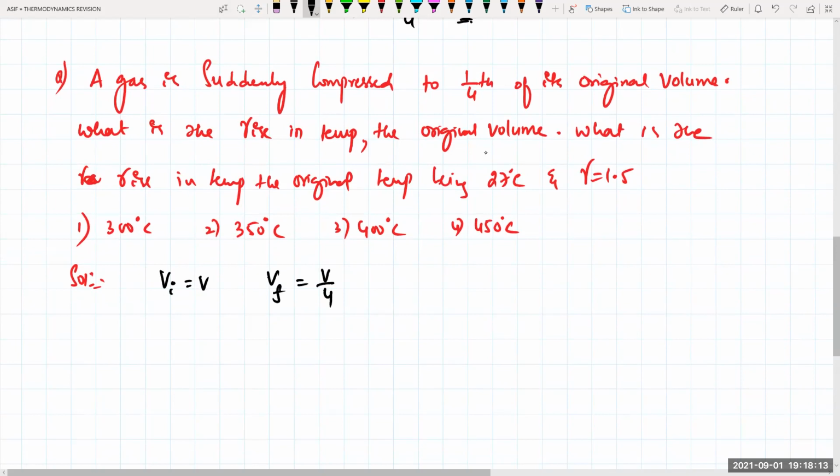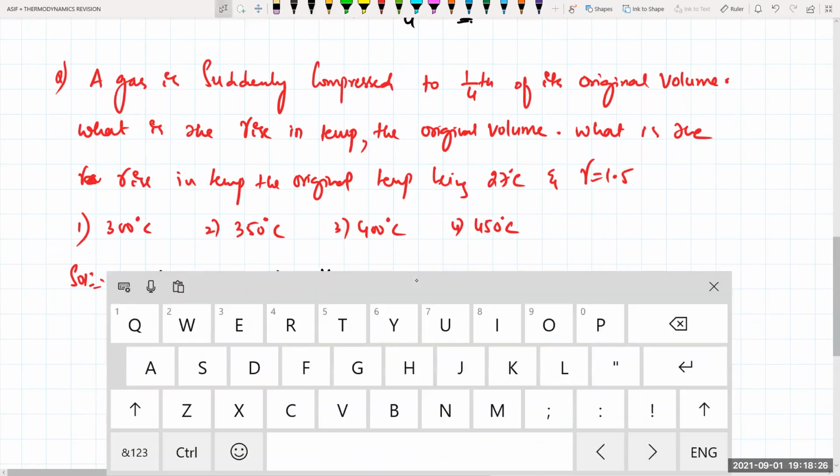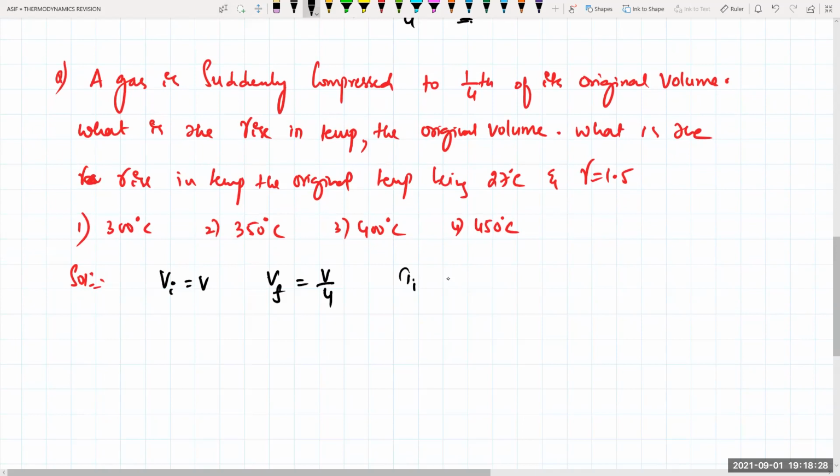The original temperature being 27 degrees centigrade and gamma value is given. That means initial temperature will be equal to 27 plus 273. That means that will be equal to 300 Kelvin. So T final, or T2, will be equal to how much?